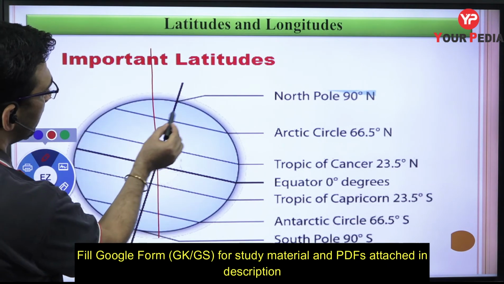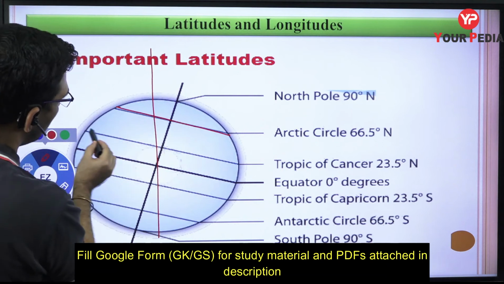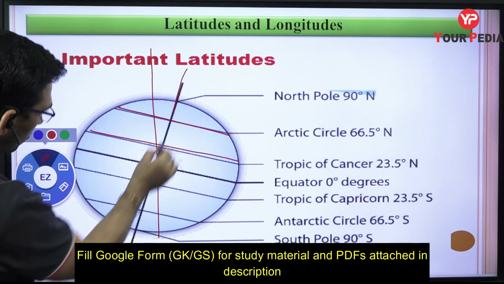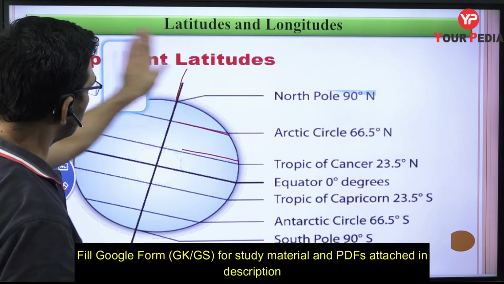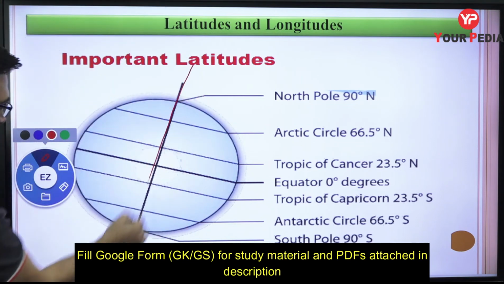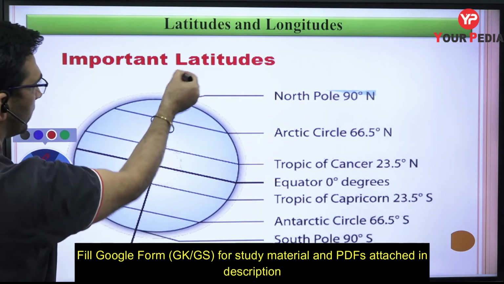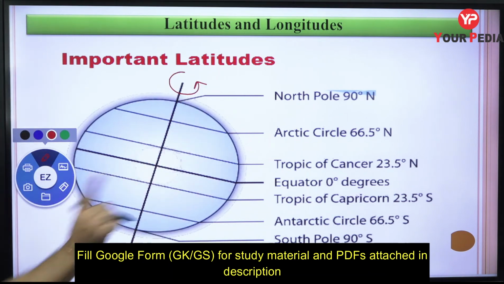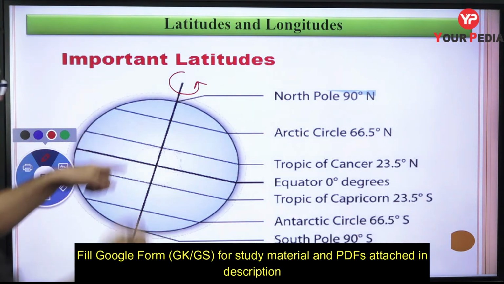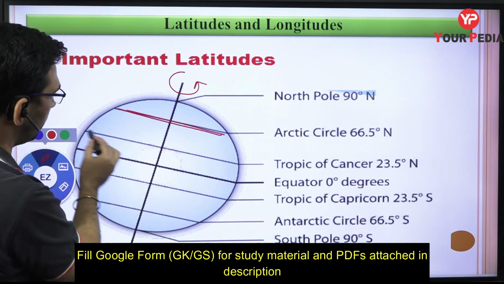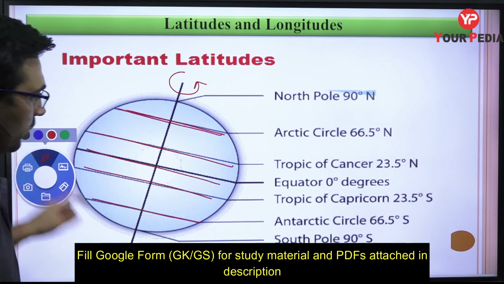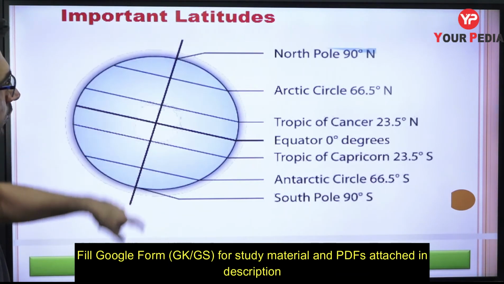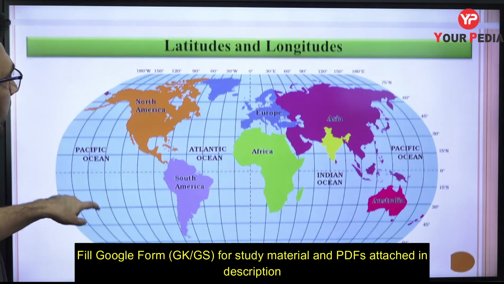So obviously all these circles have to be perpendicular to this axis, not this one. Keep that in mind. Because Earth is rotating and revolving about this axis, all these circles have to be perpendicular to it when we carry out the angular calculation. This is the exact situation that you can think of.